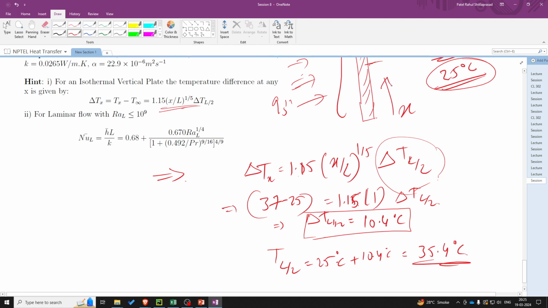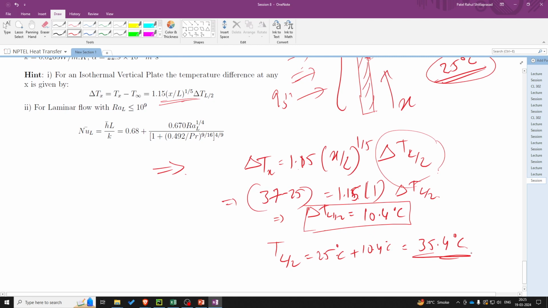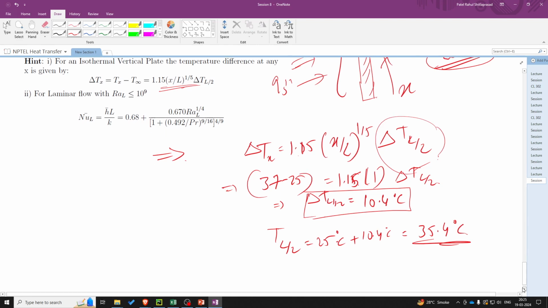So all those parameters, that is the Rayleigh number as well as this Nusselt number, we will be calculating at this midpoint, that is L by 2. That is why we need to calculate this delta T at L by 2. Since the Rayleigh number will be varying with respect to delta T, and in this given question delta T is varying with respect to x, we can just take an approximation that we find the value of delta T at the midpoint and then use that delta T for calculating the Rayleigh number that needs to be used over here.